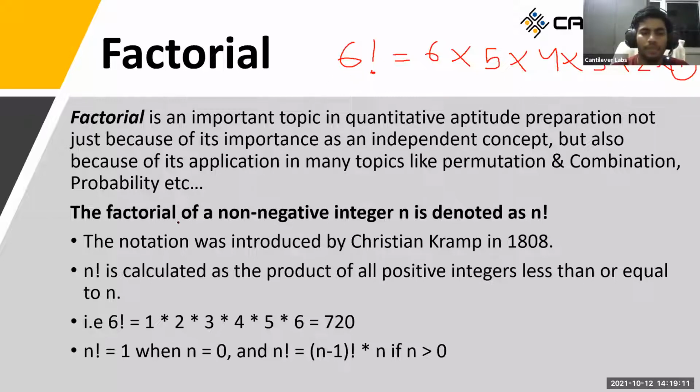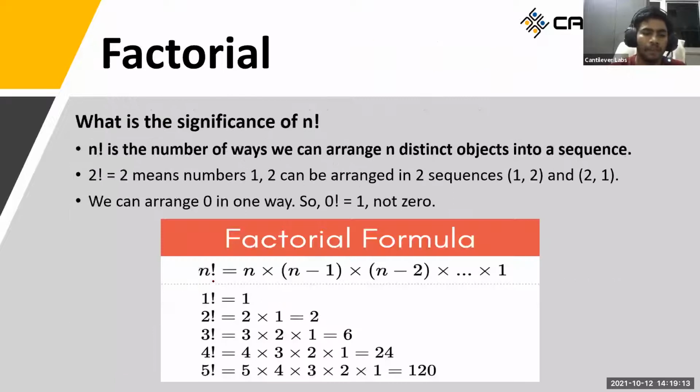So the general formula for n factorial would be: n factorial equals n multiplied by n minus 1, n minus 2, and it goes all the way down to 1. So what is the significance of n factorial here? n factorial is basically the number of ways we can arrange n distinct objects into a particular sequence. Here, 2 factorial essentially means 2 objects that need to be arranged. So 2 objects can be arranged with either the first one after the second or the second coming after the first.